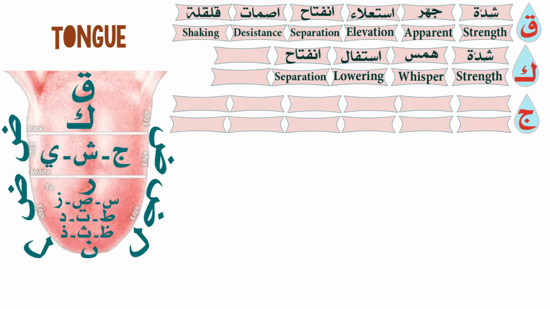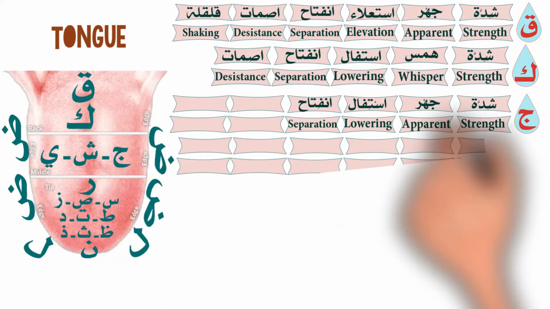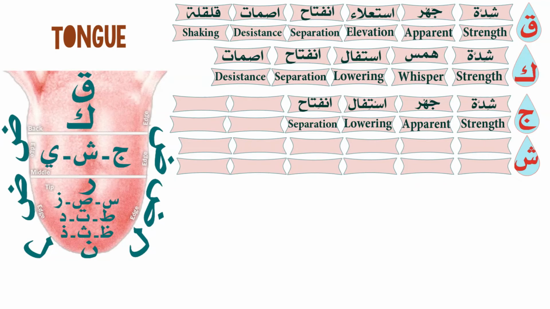Then the middle of the tongue for jim, shin, and ya. The jim has shidda, strength, also has jahr, apparent, استفال, lowering, انفتاح, separation, إصمات, resistance, and قلقلة, shaking.